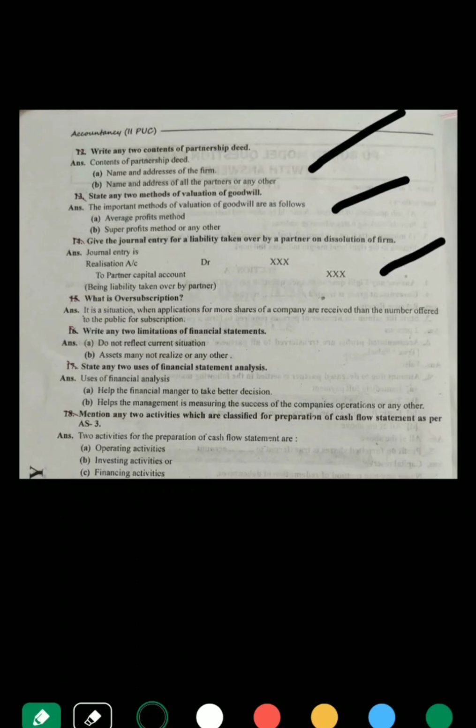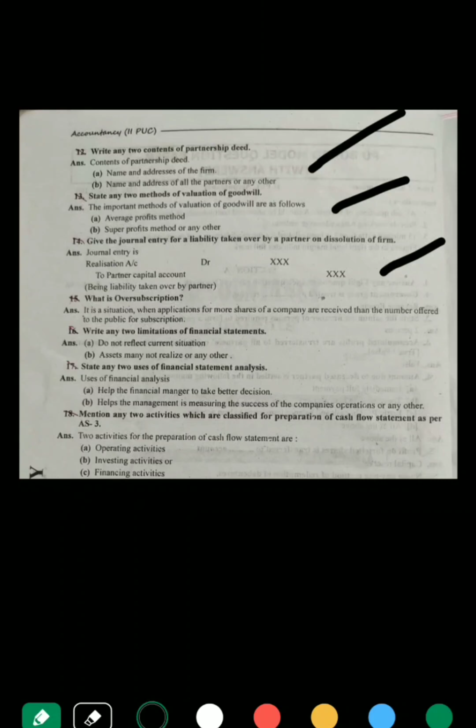Then the 14th one: give the journal entry for liability taken over by the partner on dissolution of the firm. Journal entry: Realization account debit to partner's capital account. The narration being: liability taken over by the partner.